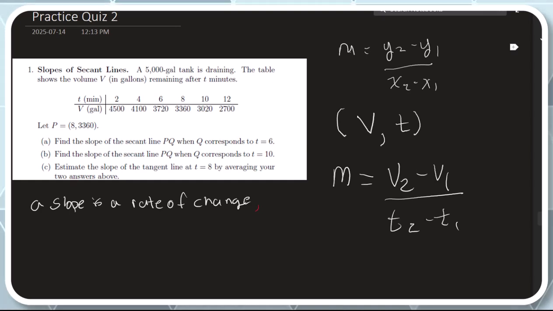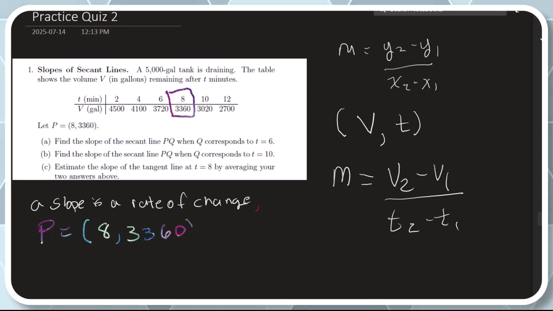Here, they're saying let P be the point 8, 3360. So that's this point right here. We're supposed to find the slope of the secant line with two other points, the secant line that corresponds to when t is 6 and when t is 10. P is the same for both of them. P is the point 8, 3360. And then for part A, we want to find the slope between P and the point 6, 3720.